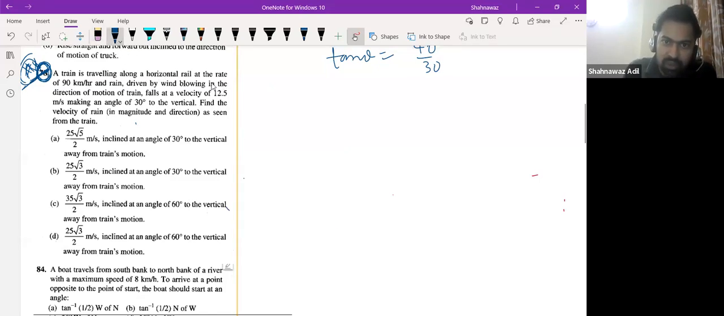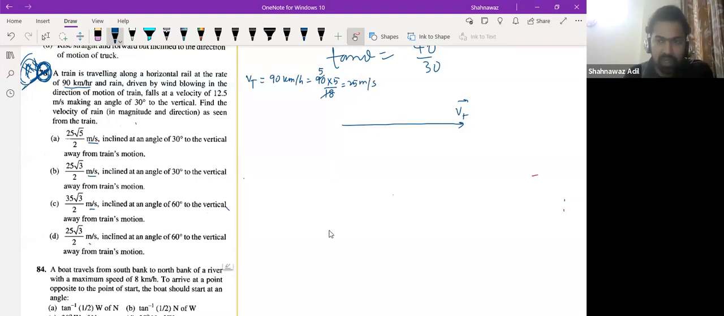A train is traveling on a horizontal rail at the rate of 90 kilometers per hour. Let's say this is the train, and this is the velocity of the train, 90 kilometers per hour. The answers are in meters per second, so we have to write this in meters per second. The magnitude is 90 into 5 by 18, which is 25 meters per second. If I write the vector, this would be 25 i.